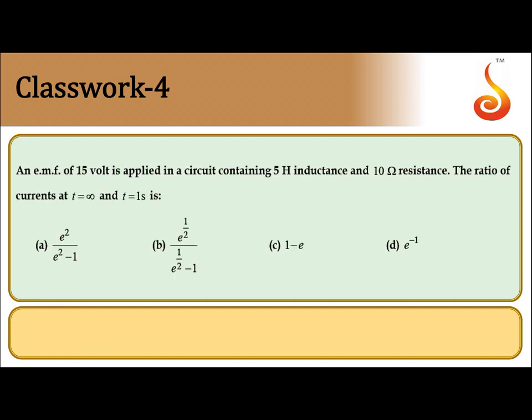Example 4. An EMF of 15 volt is applied in a circuit containing a 5 Henry inductance and a 10 ohm resistance. The ratio of the currents at t equal to infinity and at t equal to 1 second is.